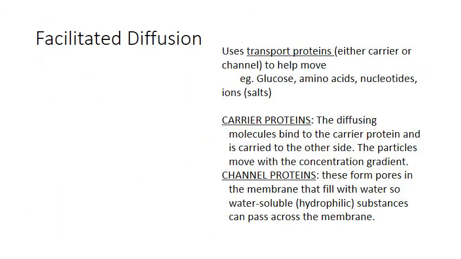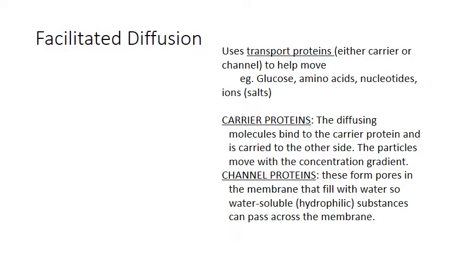So our next mode of transport is facilitated diffusion, and this one uses transport proteins. So those proteins that we found in the plasma membrane, where we were talking about either carrier or channel proteins, they help things to move into or out of cells, and generally they're a little bit larger. So think glucose, amino acids, nucleotides, or things that are charged, so ions like our salts.